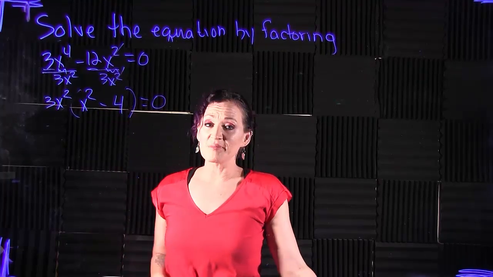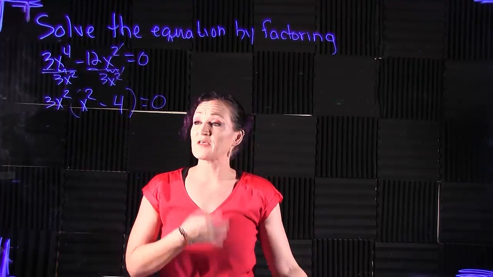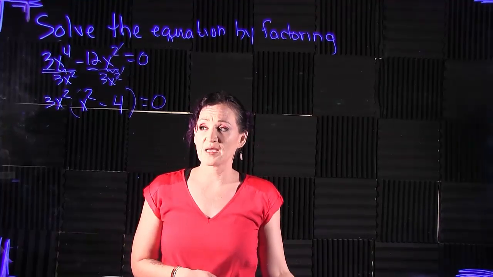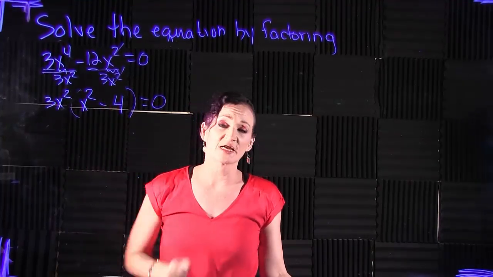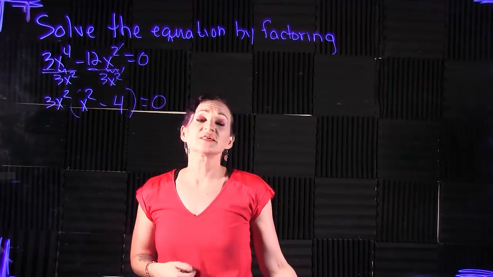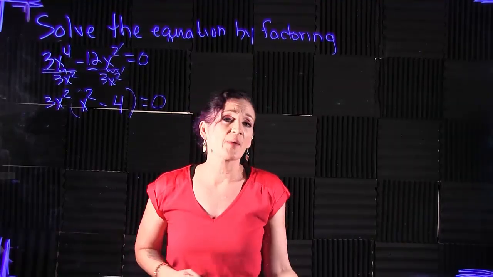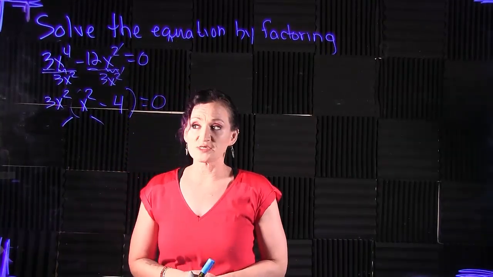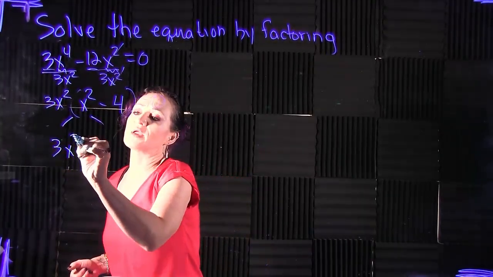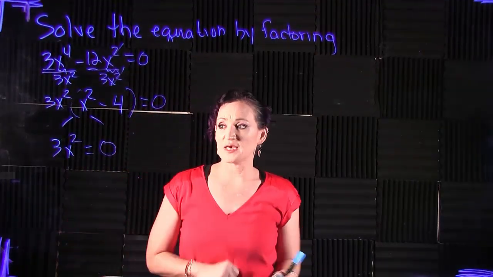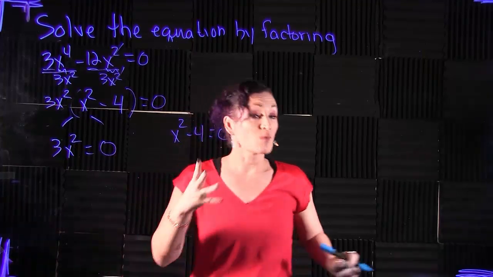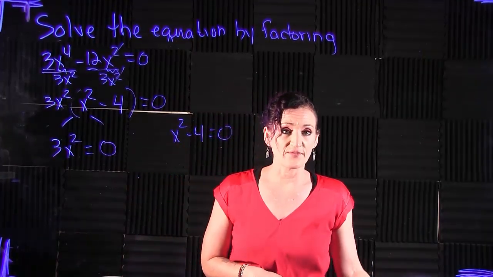Once we have our problem in factored form, which we do, keep in mind a factor is just a multiplication, right? So we do have a multiplication here, 3x squared times x squared minus 4. Once it is in factored form, the zero factor property tells us, split up your factors, set them each equal to 0, and solve. So we have 3x squared that we will set equal to 0 and solve. And we have x squared minus 4 that we will also set equal to 0 and solve.